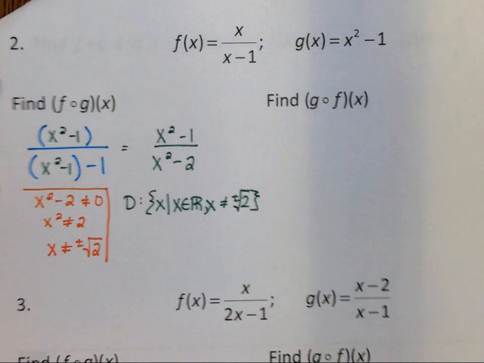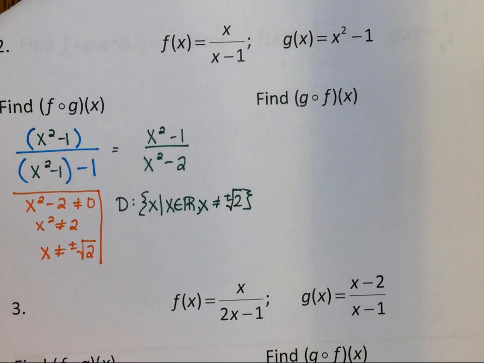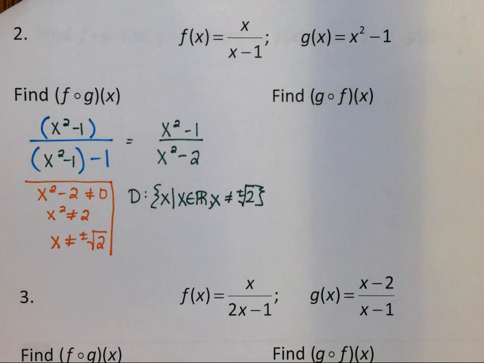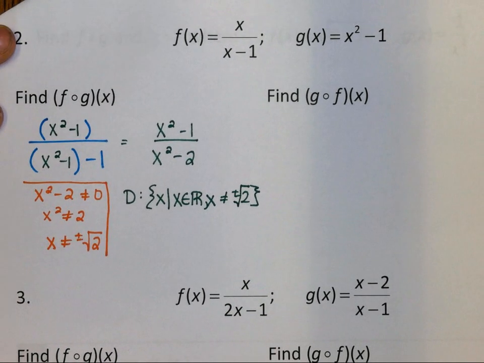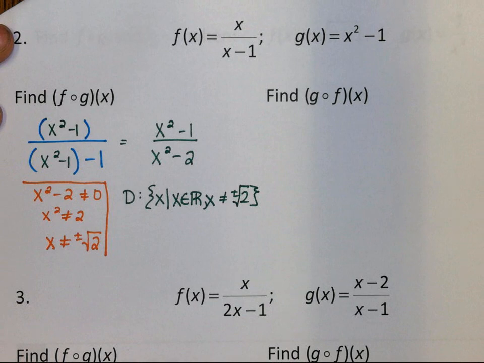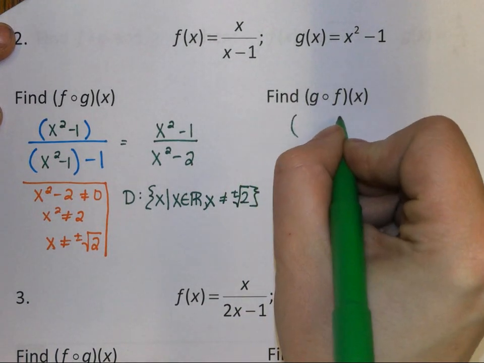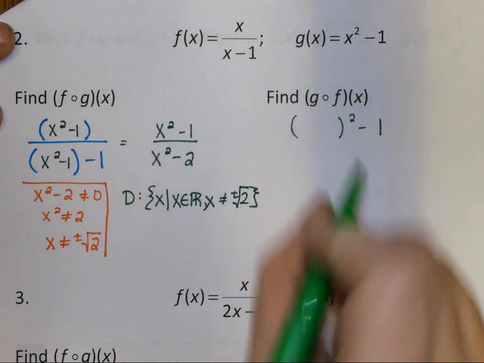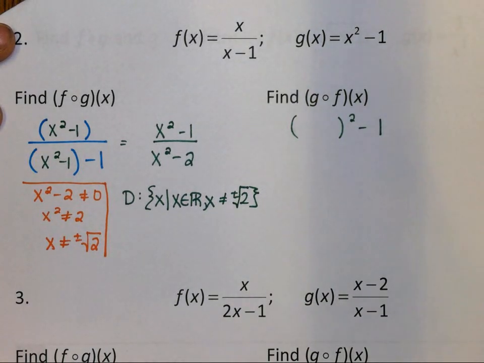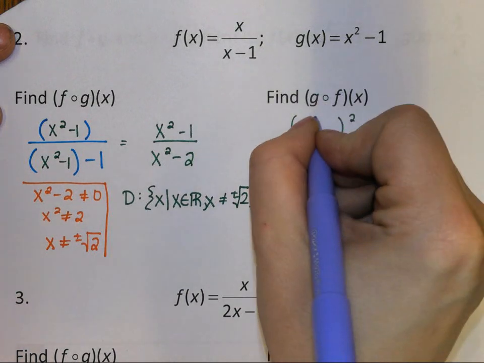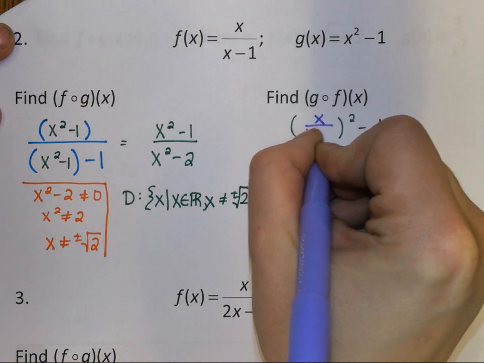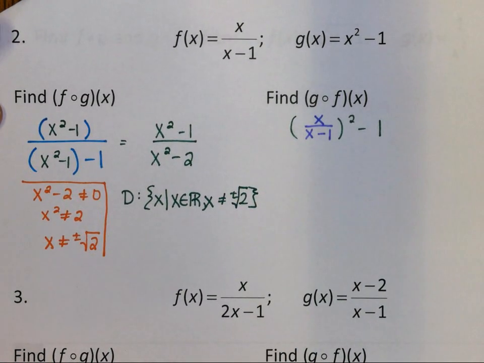All right, now, still using the same functions, but sometimes certain directions will be more difficult or complicated than others. It's just because of what the functions are. So when I'm talking about g of f, which one goes first? G. And g is something squared minus 1. What goes into that? x over x minus 1.